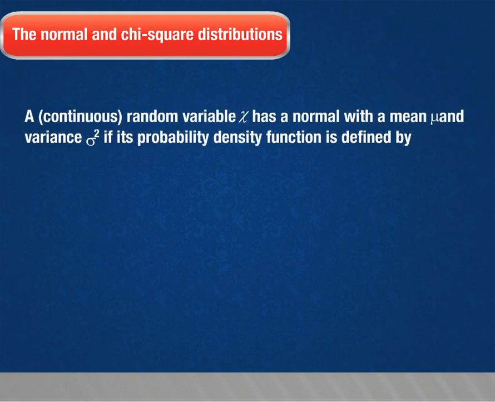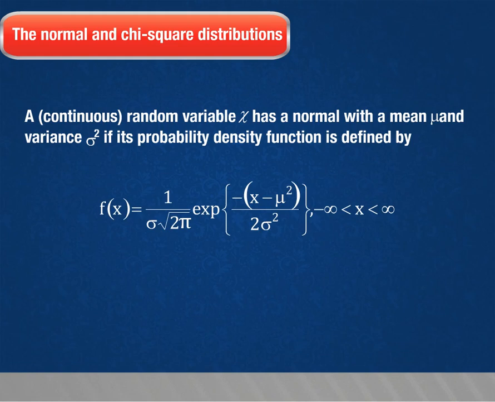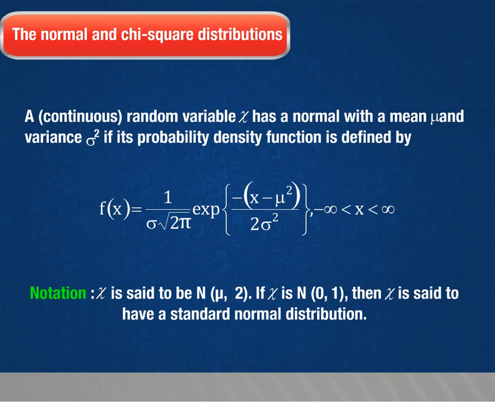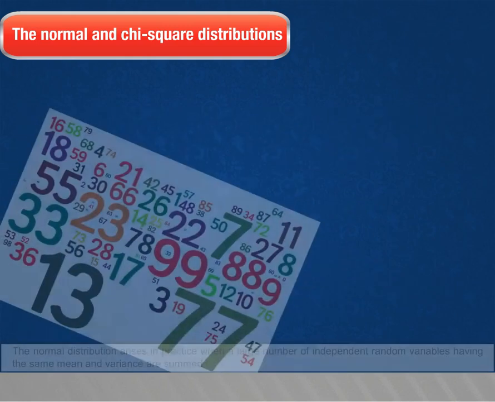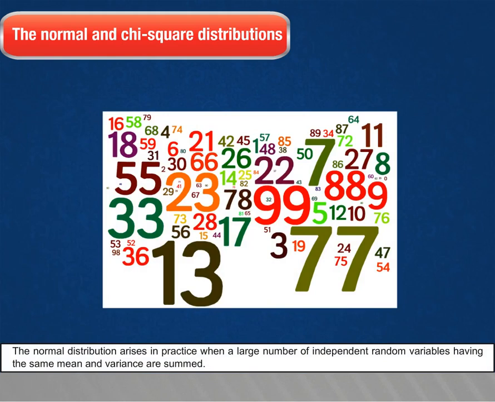A continuous random variable chi has a normal distribution with mean mu and variance sigma square if its probability density function is defined by f(x) is equal to 1 by sigma square root of 2 pi times exp of minus (x minus mu) square divided by 2 sigma square, for minus infinity less than x less than plus infinity. Notation: chi is said to be N(mu, sigma square). If chi is N(0, 1), then chi is said to have standard normal distribution. The normal distribution arises in practice when a large number of independent random variables having the same mean and variance are summed.